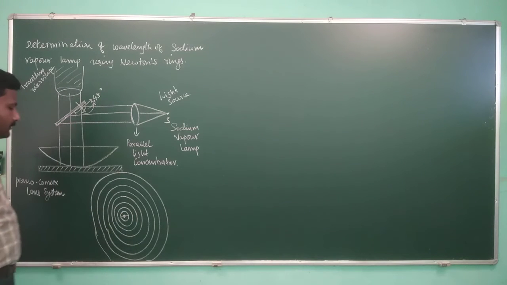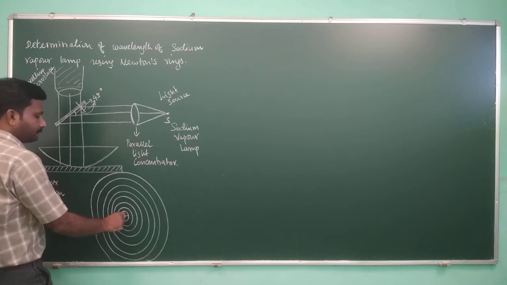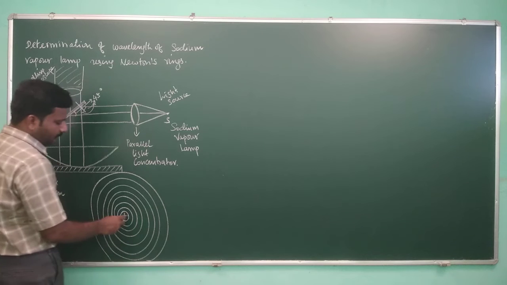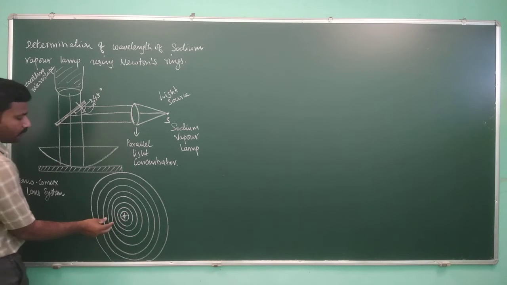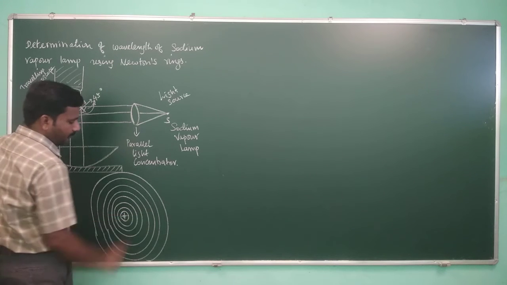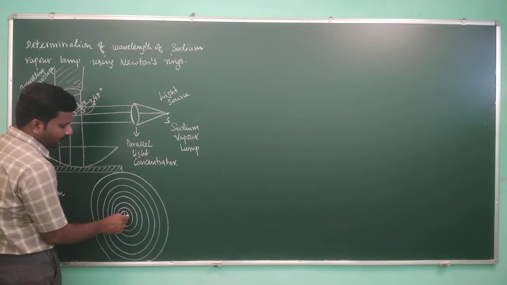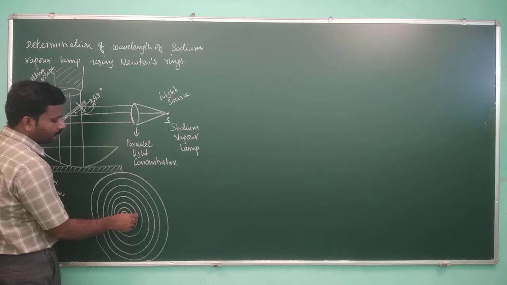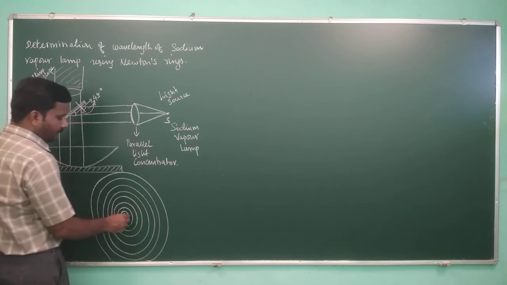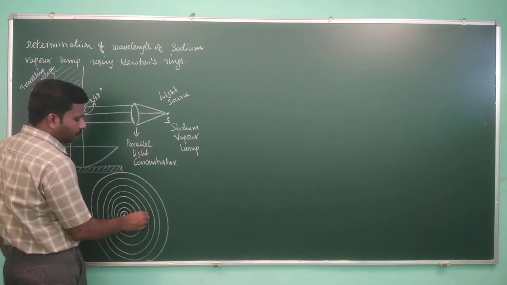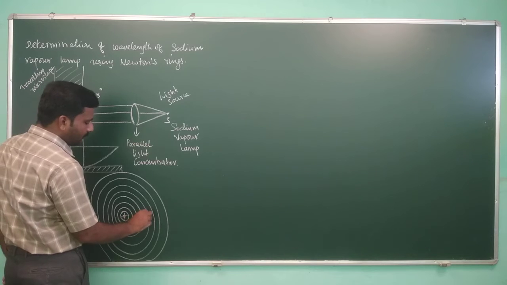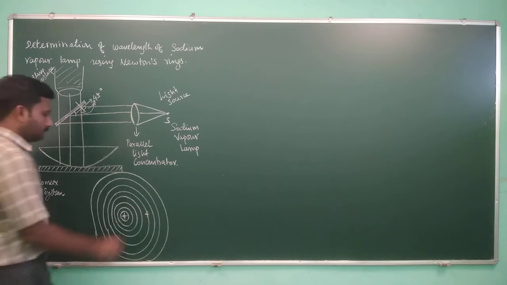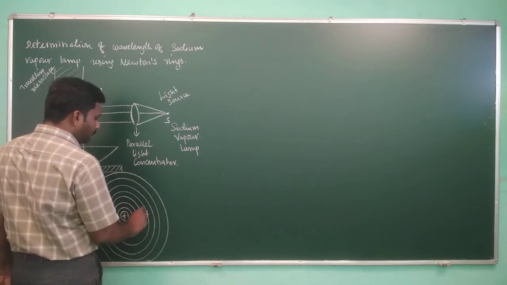Now what we have to do is spot the center. We have to put the crosswire at the center. Then slowly we have to move the traveling microscope from the center to the right side. First is the first ring, second ring, third ring, fourth ring, right? So this is the fourth ring and this is the fifth ring. So we can fix the crosswire at the fifth dark ring.